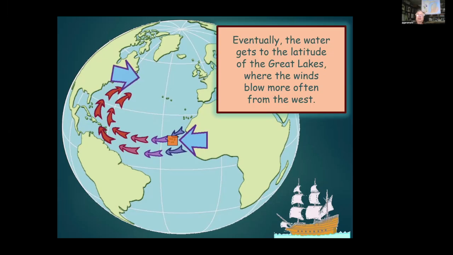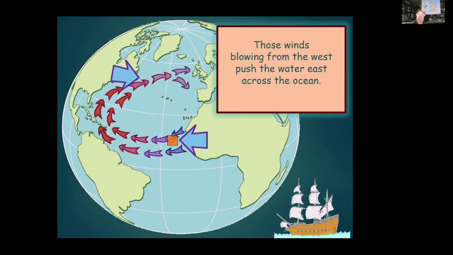When it finally reaches about the latitude of New England, the latitude of the Great Lakes, it runs into a part of the world where the winds blow more often from the west. I mean, that's the direction we look to see where the storms are coming. And as that wind pushes the water west across the ocean, over toward Europe, it makes Europe a whole lot warmer than it otherwise would be.